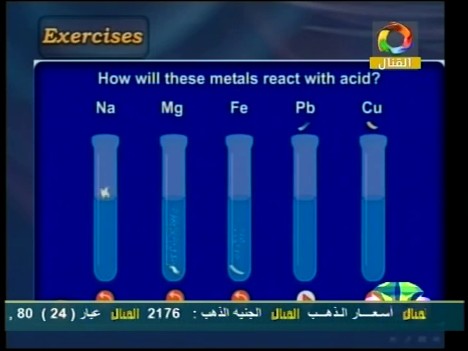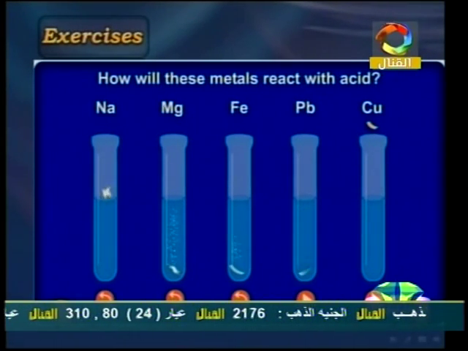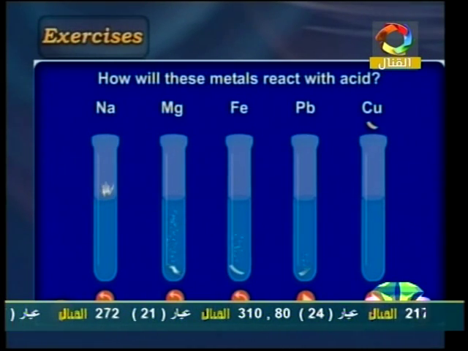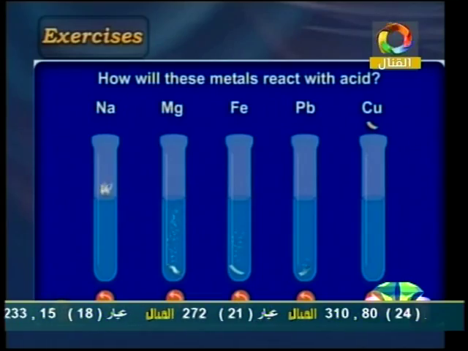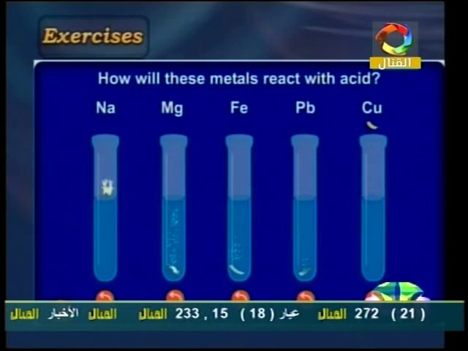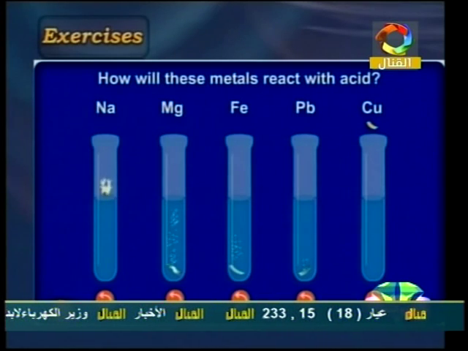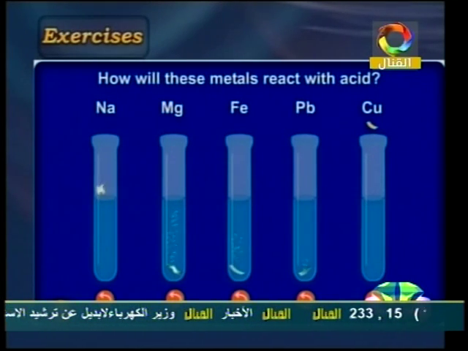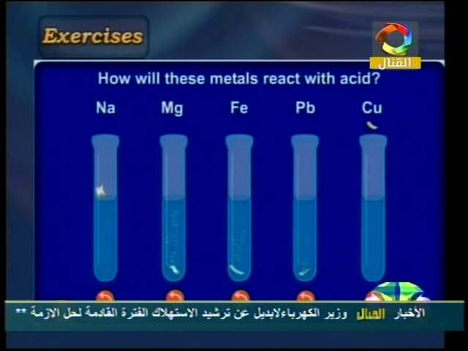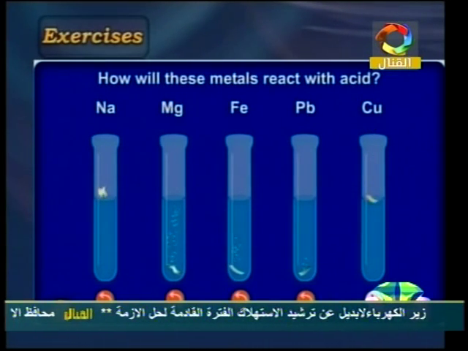And we have another one, lead. Lead makes a very small, very weak reaction. Why? Because it is found before hydrogen in the chemical activity series, but it is one of the very least active ones. But the copper doesn't make any reaction.